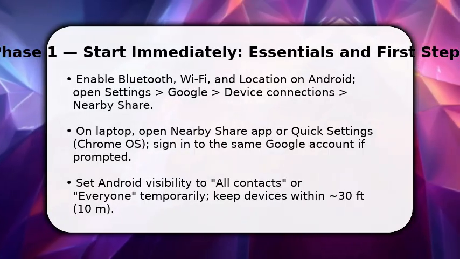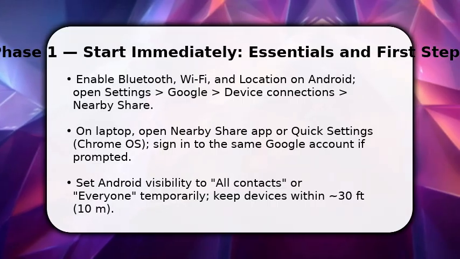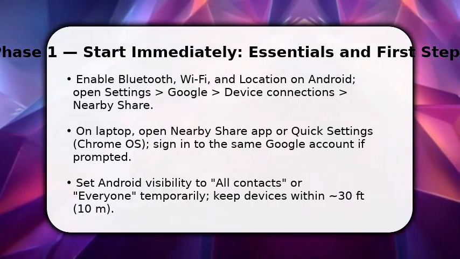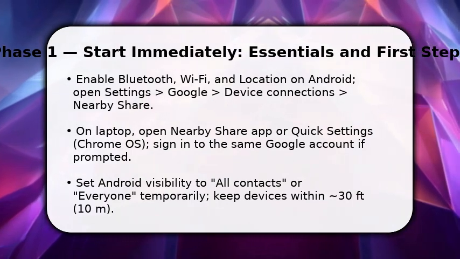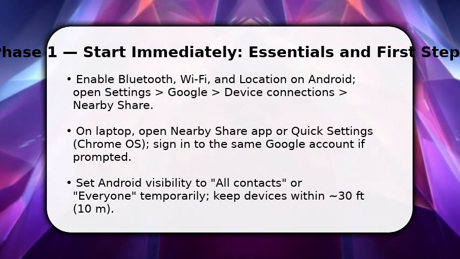Once done, open Nearby Share on your laptop or the Quick Settings panel on Chrome OS. Sign in if required, so both endpoints are actively advertising and ready to pair. You pick the files now.